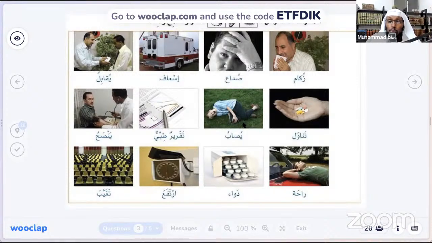If you say, for example, usibtu, then after it you say ba and mention the thing. So usibtu bi zukam, as he mentions in the dialogue, or usibtu bi kada wa kada. That means to be afflicted by something. But if you don't use the ba, you just say fulanun musab, that normally means that he got injured. Otherwise, if you want to be more specific, you say musabun bikada. تقرير طبي is a medical report.